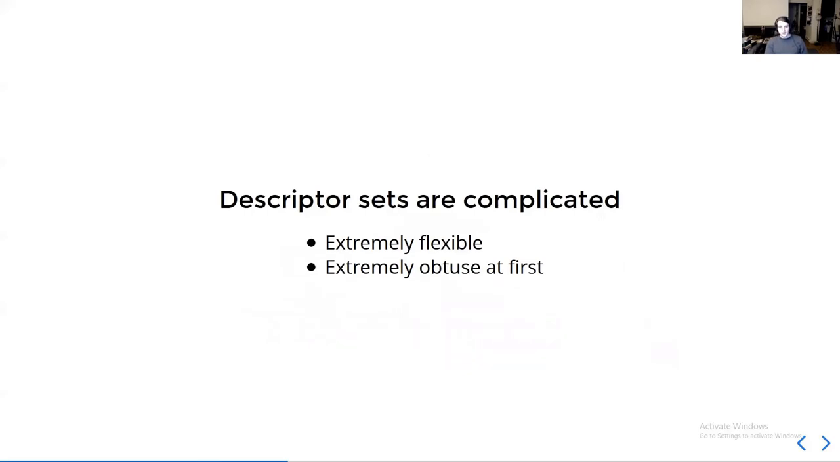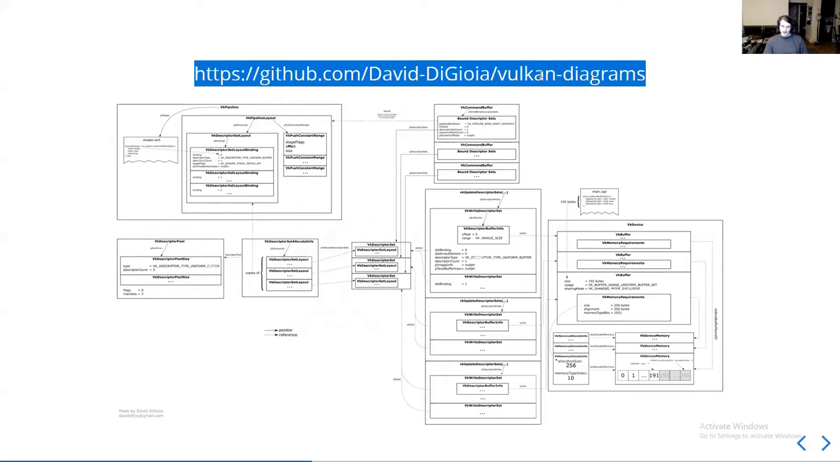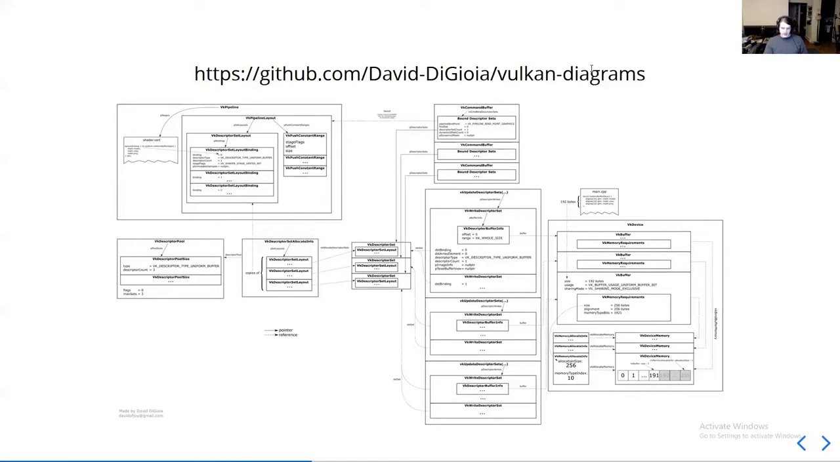Descriptor sets are extremely complicated. They're flexible, but they're also very obtuse. This chart is made by David, whose name I can't pronounce. But anyways, I highly recommend looking at this repository because it has about half a dozen of these wonderful charts that do not spare any detail about the complexity of it. I'm not going to try to explain it to you, but this is a visual representation of everything you reasonably can expect to do with a descriptor set. So this is a visual way to show how complex they are.